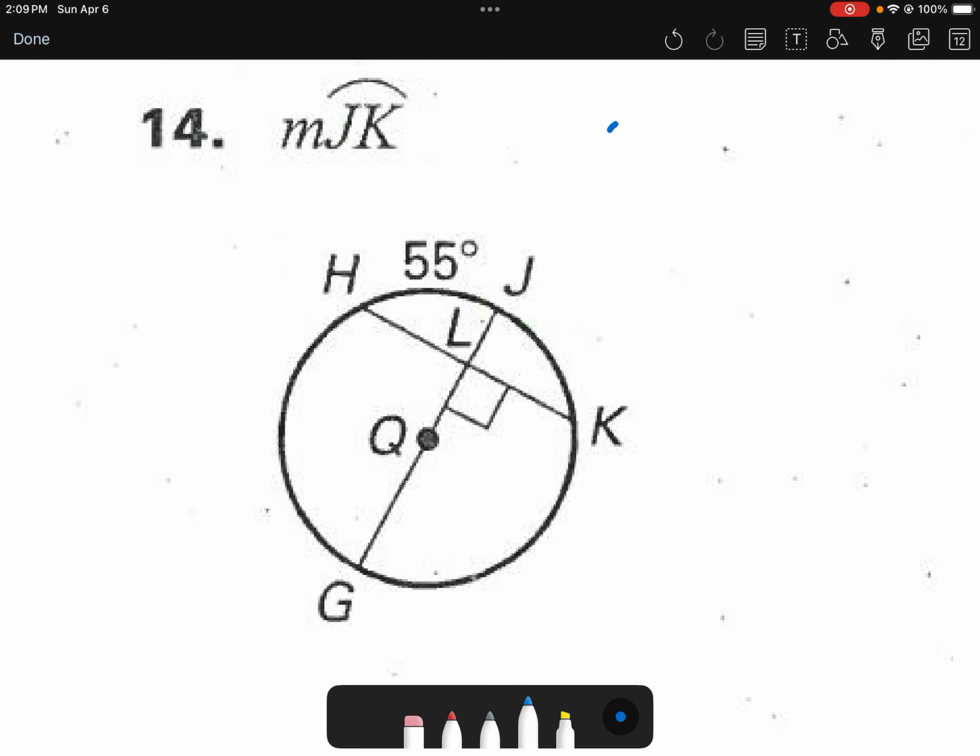So here's an example right here. You have a diameter. It's meeting a chord at a right angle. When that happens, the chord gets bisected and so does the arc. So measure of arc JK is 55.